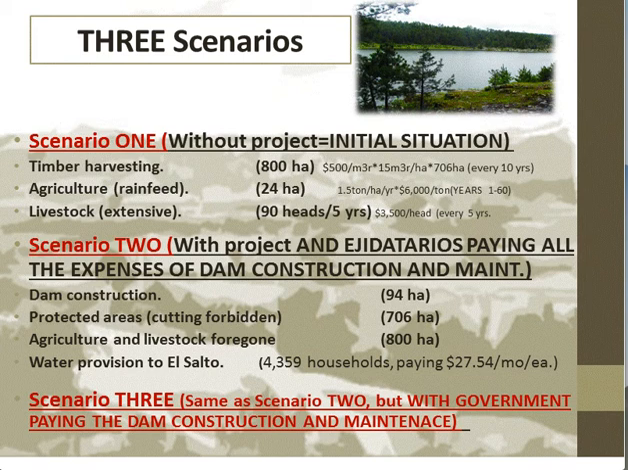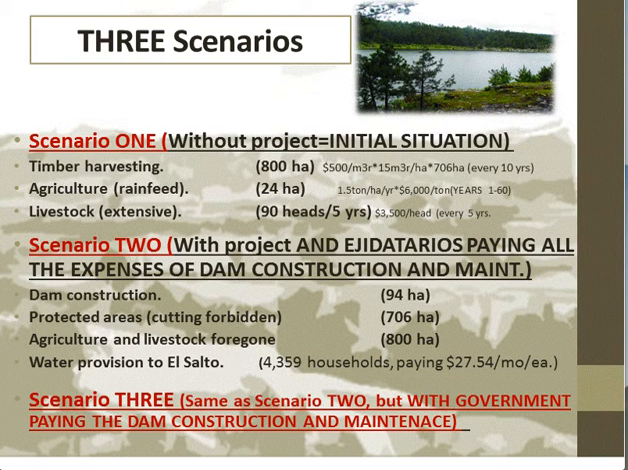In scenario one, these activities mean income for the ejidatarios. In scenario two, with the project, but considering that the ejidatarios would pay for all the expenses of the dam construction and maintenance, the dam construction is a cost, and the dam will cover 94 hectares. The protected areas, where the cutting of timber will be forbidden, are about 700 hectares. Agricultural livestock will be foregone in this 800 hectares because of the needs of protecting the basin.